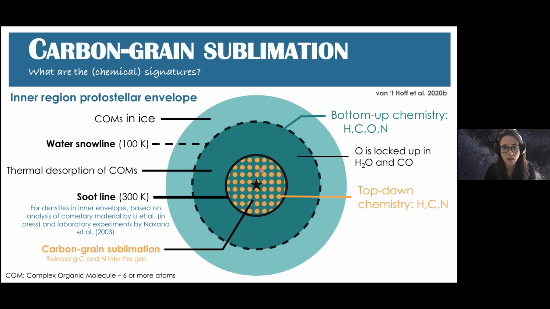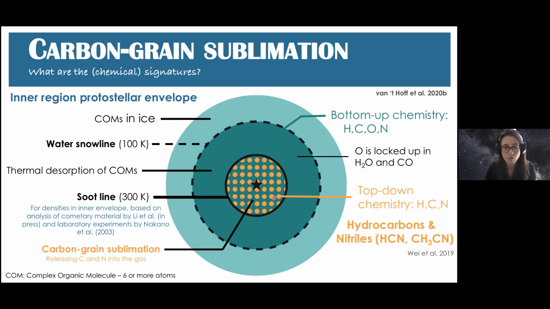That means that we get a top-down component of the chemistry in this inner region that just starts from the destruction of something larger and then gives you smaller components. And critically, it will be hydrogen, carbon, and nitrogen. In models of protoplanetary disks, where you add a lot of carbon to the chemistry, we see that you then mainly form hydrocarbons and nitriles, so molecules like HCN and CH3CN.